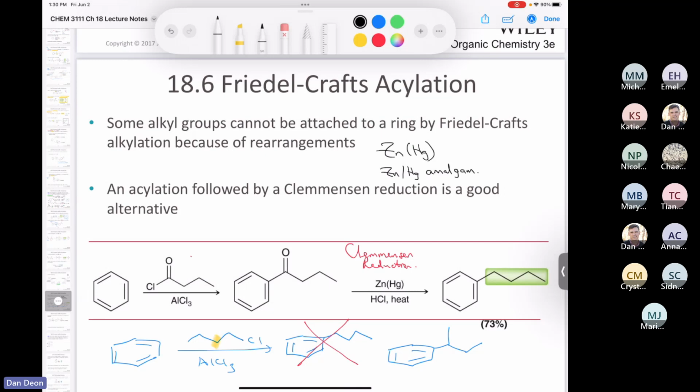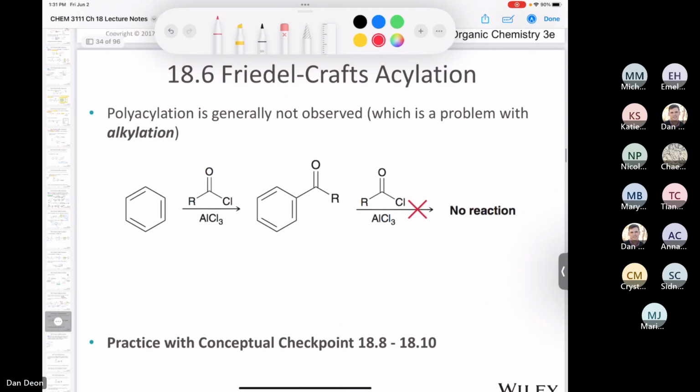I'm not going to quiz you on that or anything, but you use the zinc mercury amalgam and HCl and heat, and it just makes the oxygen go away, and it replaces the oxygen with 2 bonds to hydrogen. So we just burn that off and we replace it with 2 hydrogens. So it's a reduction reaction, isn't it? All right, so this is a very useful way of installing an alkyl group, a primary alkyl group, onto an aromatic ring. Well, let's take a look here.